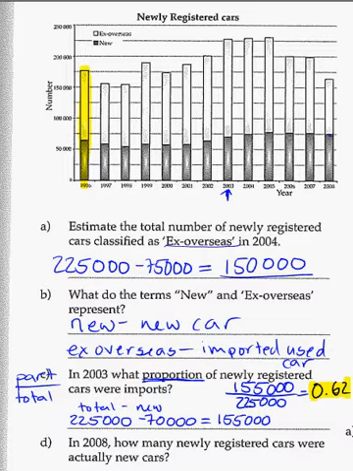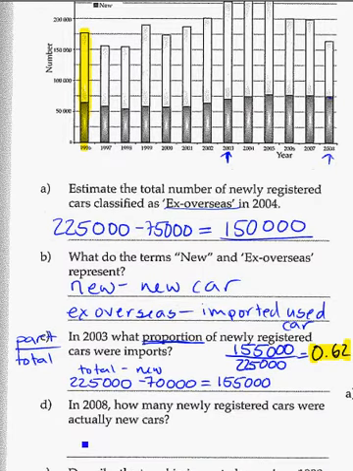Part D, in 2008, how many newly registered cars were actually new? So here they want to know the new cars. So we look at 2008, and we can just read that gray part of the graph. We don't have to figure out the total, because that portion right there, that 75,000, tells us exactly how many new cars there were. So 75,000 new cars.